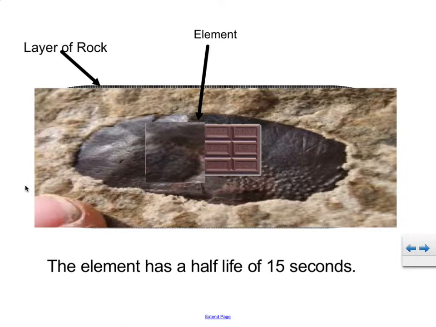Half of it has decayed. Almost. All right. Count another 15. 1, 2, 3, 4, 5, 6, 7, 8, 9, 10, 11, 12, 13, 14, 15. Half of what was there is gone.